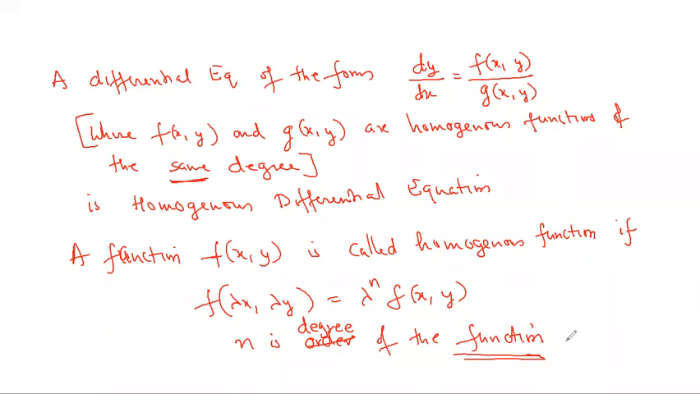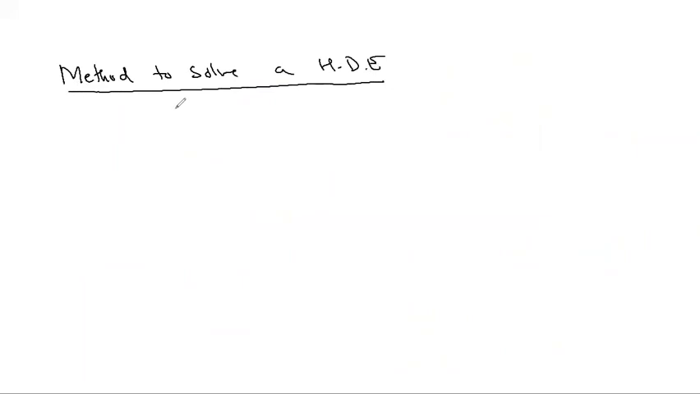Now, the method to solve a homogeneous differential equation. What is the method? Put y equal to vx, or y by x equal to v. Both mean the same only; there's no difference. So we will do problems on this in the next class.